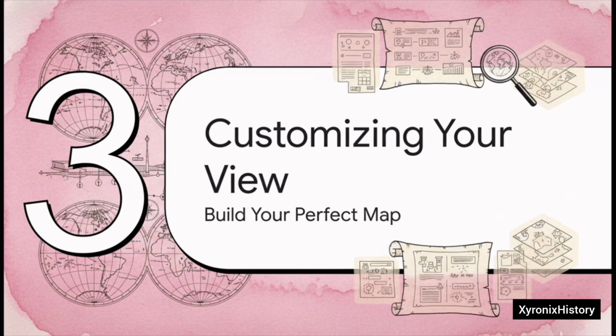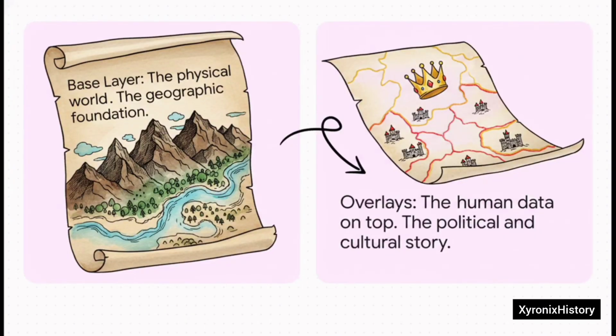Now, what's really cool is that you're not stuck with some pre-made one-size-fits-all map. No, you get to be the cartographer here. You can build the exact historical map you need to answer whatever question you have, and you do that by using different layers. It all works with 2 main types of layers.